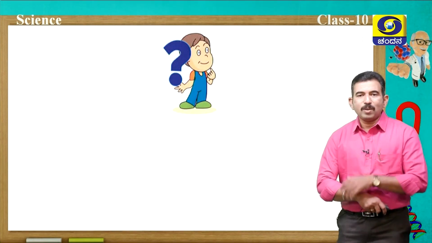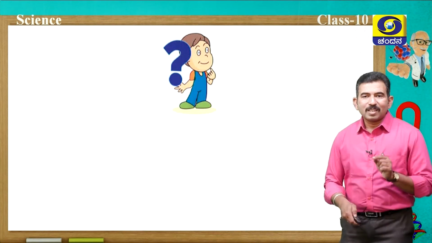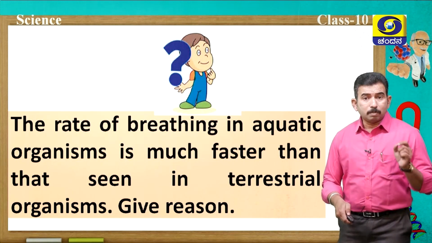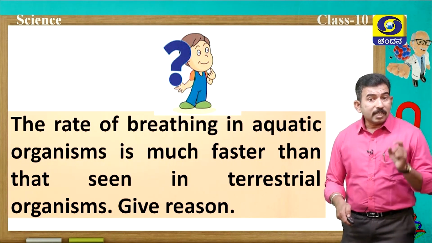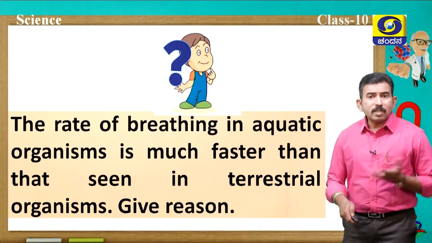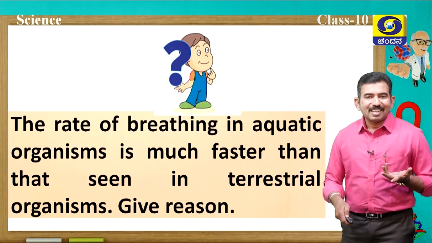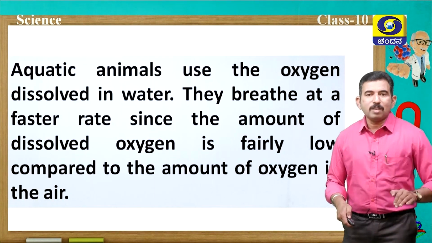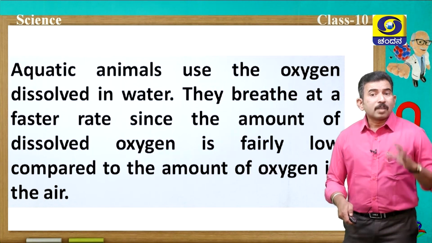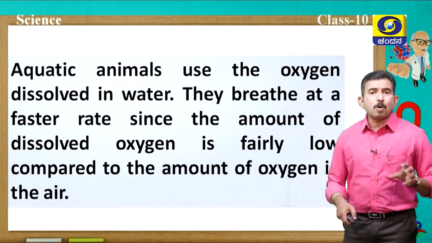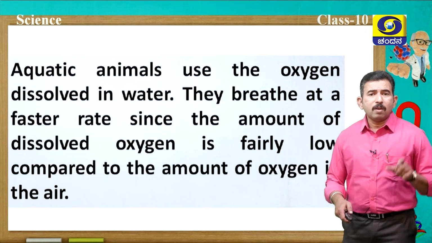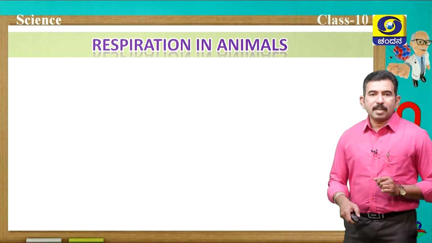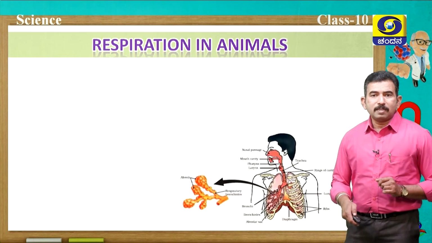All of you have seen that video clip, right? Okay, what did you observe? Now one question for you. The rate of breathing in aquatic organisms is much faster than that seen in terrestrial organisms. What is the reason for this? Yes, you are right. Aquatic animals use the oxygen which is dissolved in water, so they breathe at a faster rate, since the amount of dissolved oxygen is very low when compared to the amount of oxygen in the atmosphere.